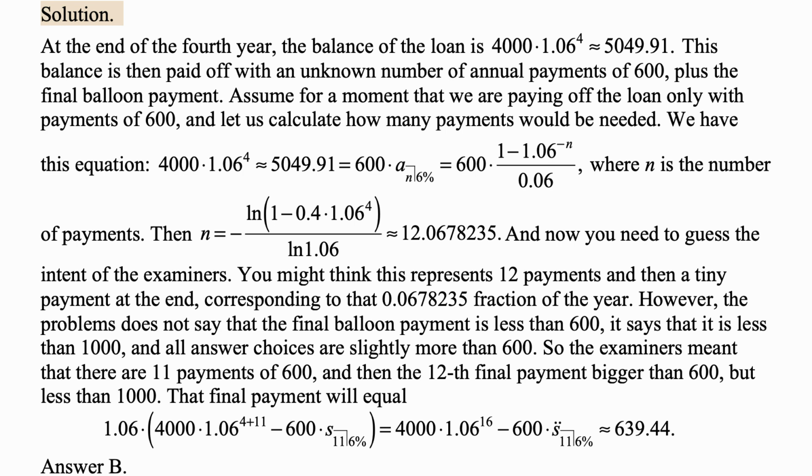And that's done by multiplying this by 1.06. So this is just 1.06 times 4,000 times 1.06 to 4 plus 11 minus 600 s angle 11 at 6%. That's the same as 4,000 times 1.06 to the 16th minus 600 times s double dot angle 11 at 6%. And that's 639.44 approximately. And that's answer B.